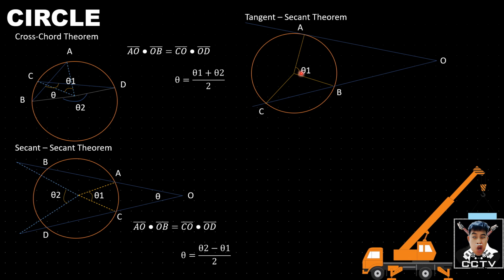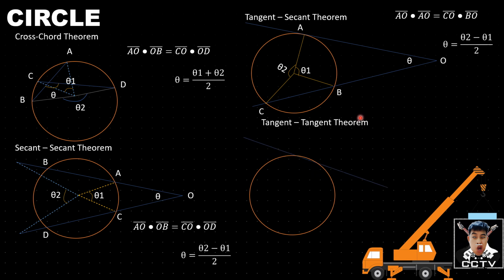And that's theta 1. Ito. Theta 2 to. And of course, theta rin dito. Ito lang yan. AO times AO. BO times CO. Yun lang. And, gaya ng sabi ko kanina, cross-chord theorem lang ang plus.